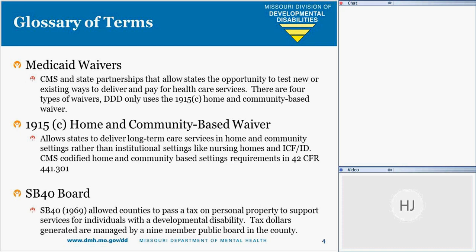Waivers are where CMS, the federal government, and states partner to allow the state the opportunity to test new or existing ways to deliver and pay for health care services. Basically, there are four types of waivers: 1915As, 1915Bs, 1915Cs, and 1115s. Our division uses the 1915C Home and Community-Based Waiver, and those are the ones that we will be talking about today.